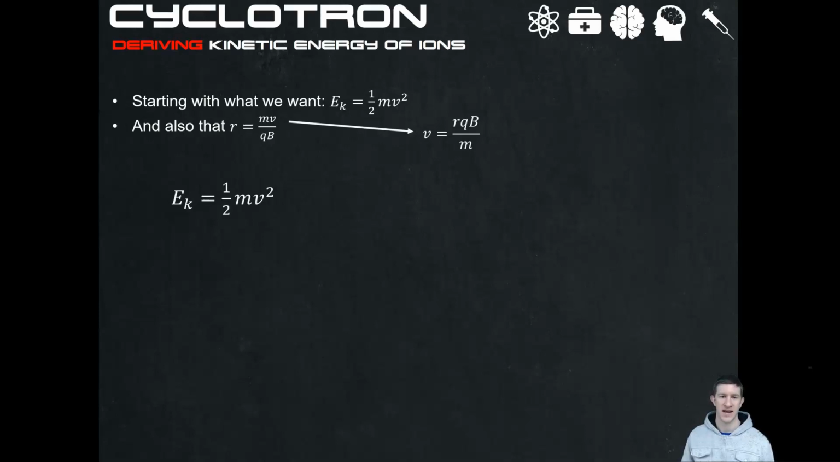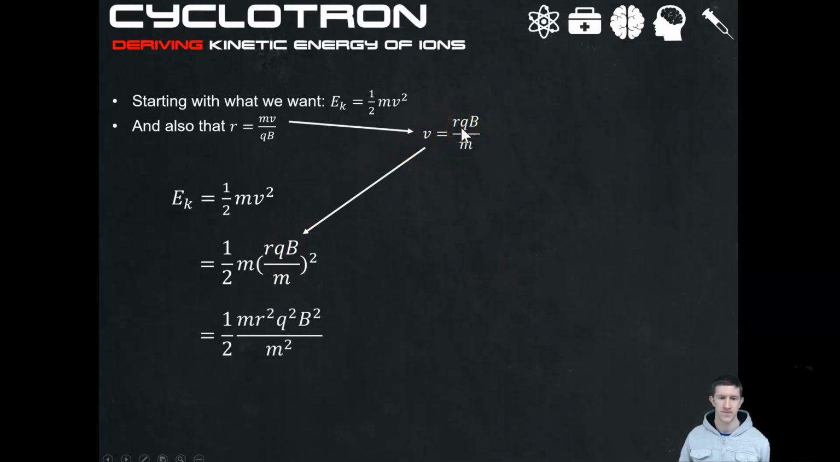We go back to our kinetic energy. But now we've got a new way of representing the velocity. So we plug that in and we get our v squared term, where v is now this representation. We rearrange it all, tidy it all up a bit, and we get our formula for kinetic energy. So the kinetic energy of the particle is the radius squared times the charge squared times the magnetic field strength squared divided by 2 times its mass. That is another derivation that you need to be able to explain and show.